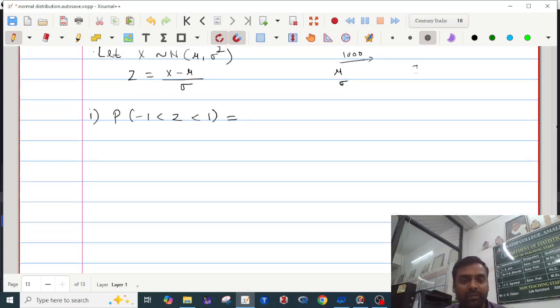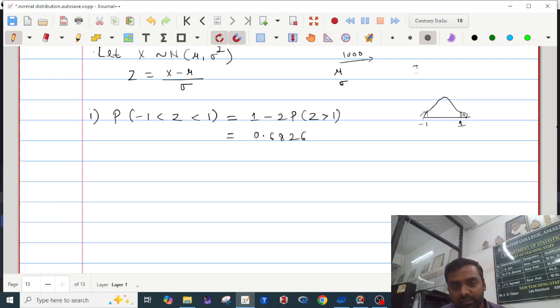So the probability of minus 1 less than z less than 1 is nothing but, this is minus 1, this plus 1, 1 minus 2 times probability of z greater than 1. If you put in these values and solve, you will get the final answer 0.68. This is a very standard value, and the interpretation is what?